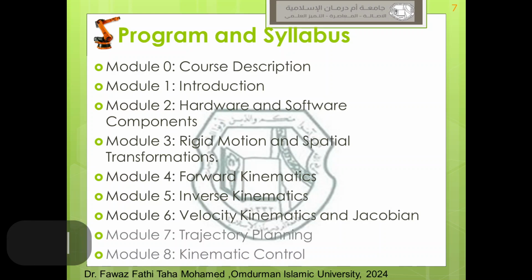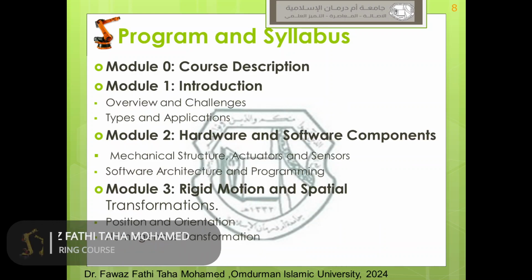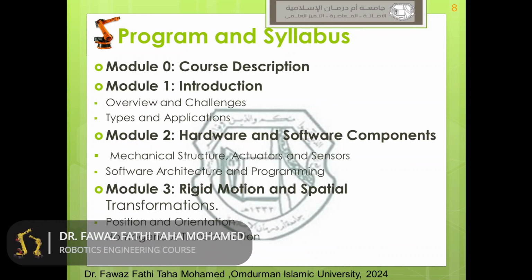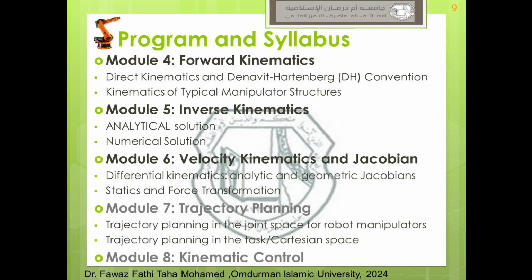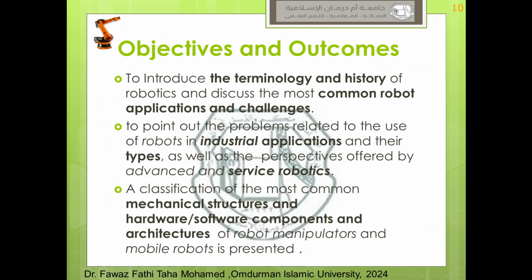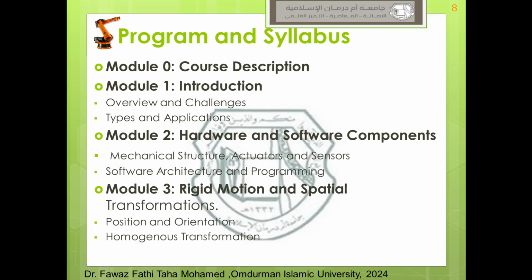Here you can see some subtopics inside each module. Okay. And here we have the objectives and outcomes. Mainly, the main objectives and outcomes of any engineering course is firstly to understand, secondly to analyze, thirdly to design, and finally to implement.